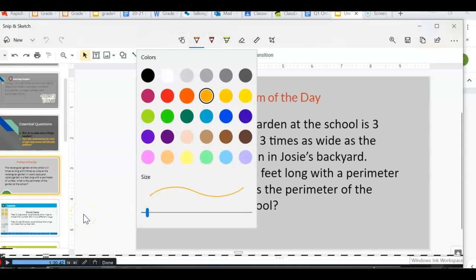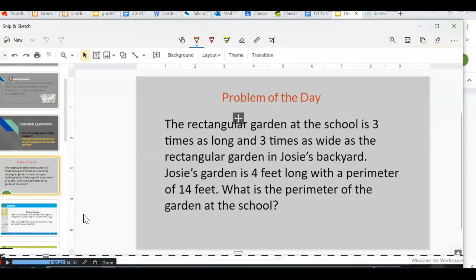Okay, so you've had a chance to look it over again. We're going to go in and do our cubes on this word problem. So we're going to circle our key numbers first. So the rectangular garden at the school is 3 times. Okay, you got some key words right here. Times is long. So these are some key words that we're going to box in because we've studied that before with multiplicative comparisons. And also you got 3 times as wide as the rectangular garden in Josie's backyard.